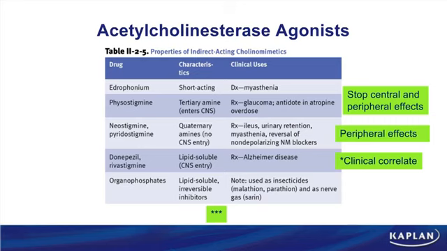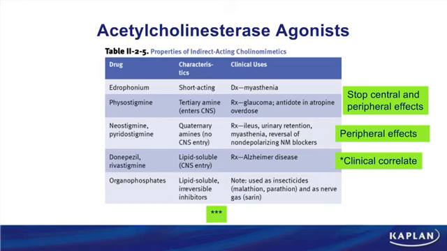We see organophosphates used as insecticides. So malathion and parathion would be examples. And insecticide poisoning is a very popular question on the test. If you see that question that starts off discussing a 37-year-old farmer, perhaps you're considering insecticide poisoning as a possible scenario there. You also have to think about nerve gases.